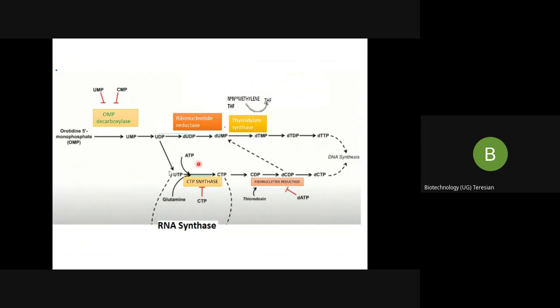We also have the side reaction, as you can see here. UDP is converted to UTP and then into CTP, wherein the UTP gets converted to CTP in the presence of the enzyme CTP synthase in the presence of ATP and glutamine. The UTP and CTP then, in the presence of the enzyme RNA synthase, can get converted into RNA. The CTP forms CDP and deoxy CDP and deoxy CTP, which again can produce the DNA along with dTTP.